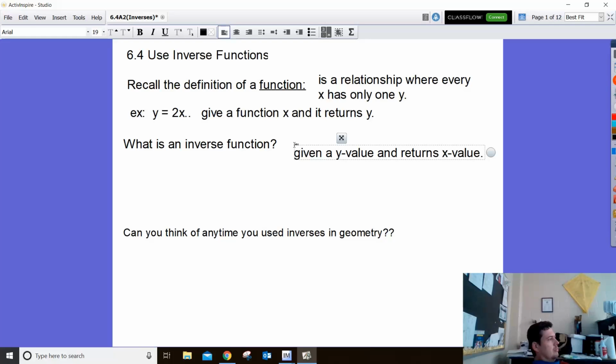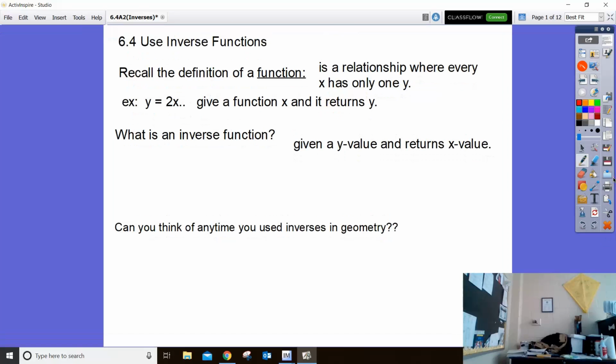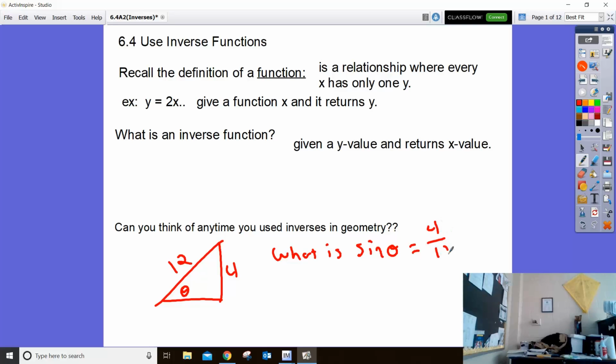Kind of theta. So what is the sine of that angle? Theta. 4/12. You're reducing, okay.